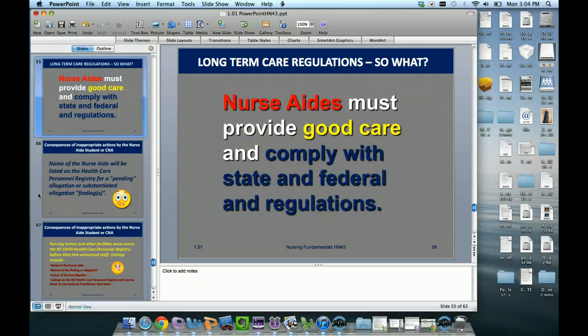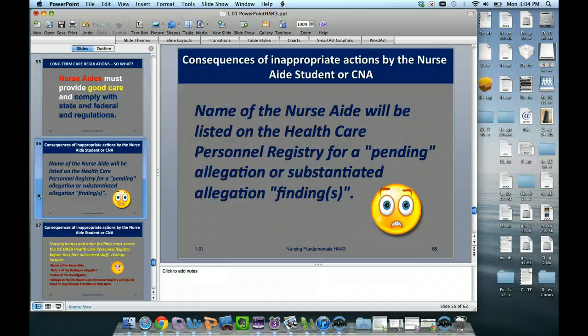So having a facility, an organization, and staff that has won the North Carolina NOVA Award ensures better training and better staff. So nurse aides have to provide good care and comply with state and federal regulations. If this doesn't happen, your name can be placed on the North Carolina Healthcare Personnel Registry for a pending allegation or unsubstantiated allegation. So what does that mean?